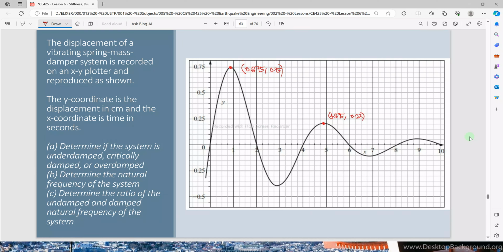Let's proceed with our next problem on free vibration response. This problem considers the stiffness, the deflection, and the damping. Now we have a graph where the x-axis is the time, and the y-axis shows the displacement in centimeters.